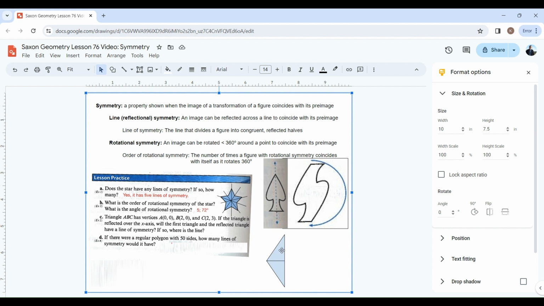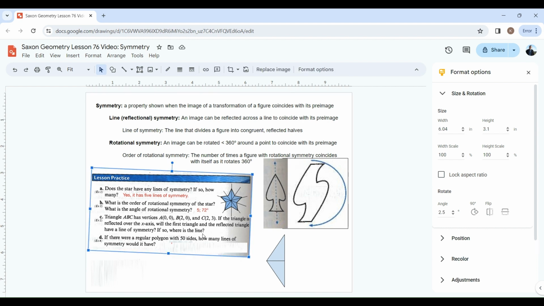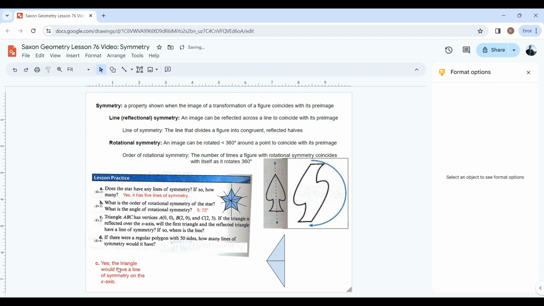So anytime you take a pre-image and combine it with its image that's flipped along one of its sides as the line of reflection, that line of reflection becomes a line of symmetry. Okay, so let me just make sure we did letter C right. The triangle would have a line of symmetry on the x-axis.